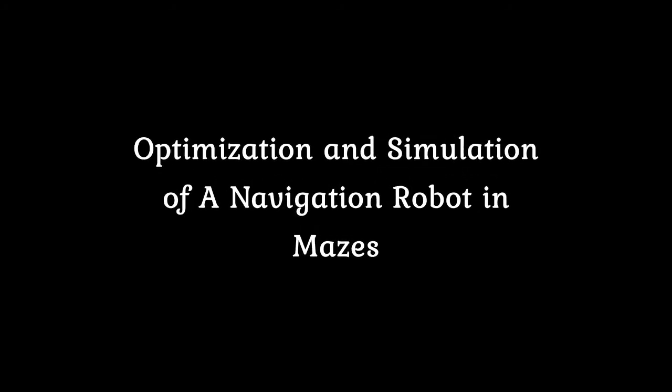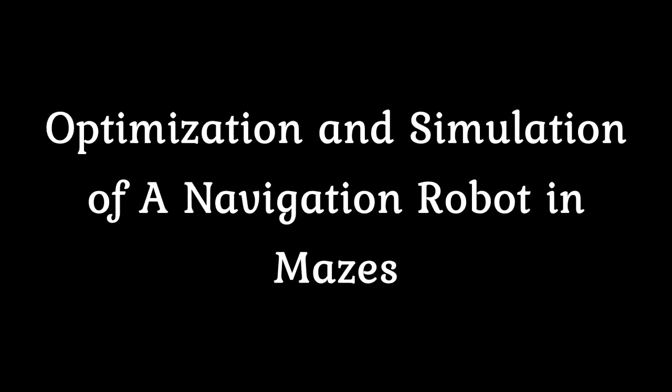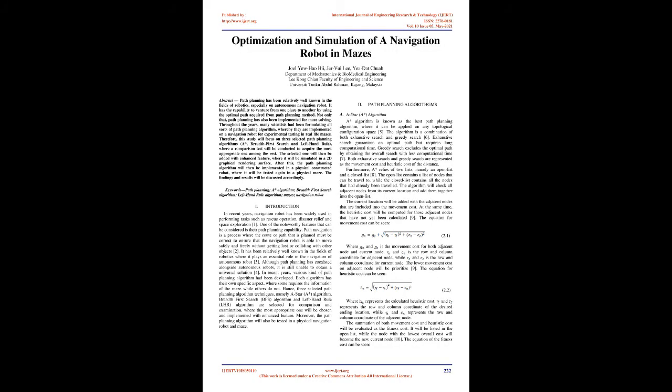Optimization and simulation of a navigation robot in mazes. Abstract: Path planning has been relatively well known in the fields of robotics, especially on autonomous navigation robots. It has the capability to venture from one place to another by using the optimal path acquired from the path planning method. Not only that, path planning has also been implemented for maze solving.